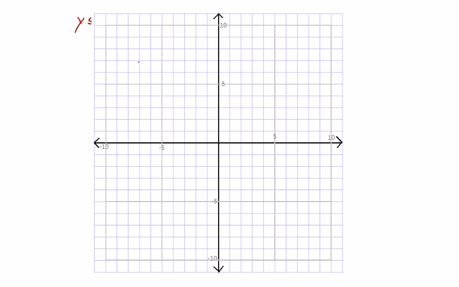y is less than or equal to 1/2 x minus 3/2, and y is greater than 3x minus 1. So pause the video and work it out. Okay, so let's look at the solution to this problem.